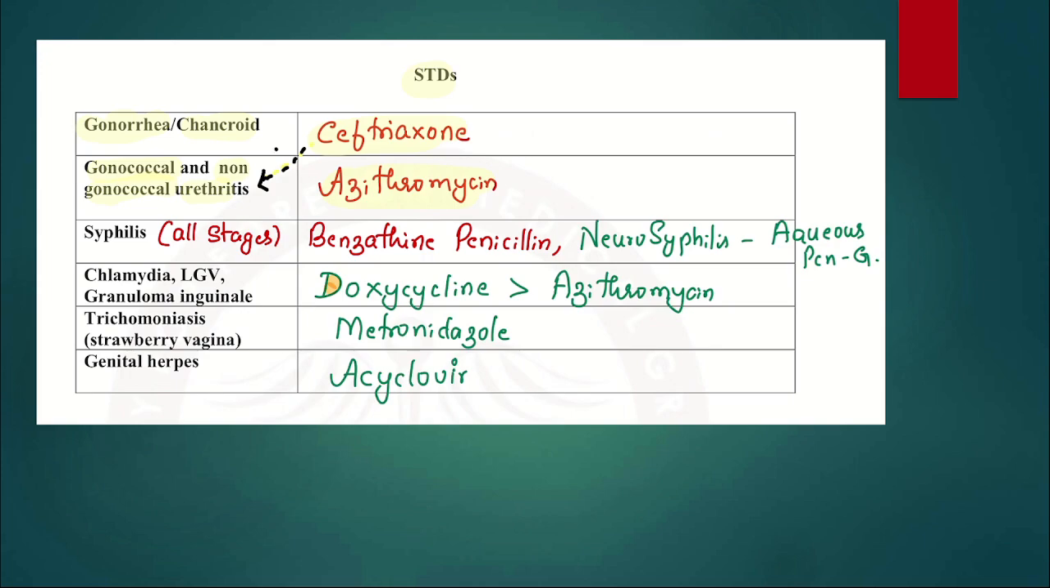It cannot work. Syphilis for all stages, the drug of choice is benzathine penicillin, but it is not given in neurosyphilis. In neurosyphilis, the drug of choice is aqueous penicillin G. Chlamydia, lymphogranuloma venereum, granuloma inguinale, it is doxycycline. If it is not there, azithromycin. Trichomoniasis, where you say strawberry cervix or vagina, it is metronidazole. Herpes, it is acyclovir. So I think most of you know these drugs of choice.